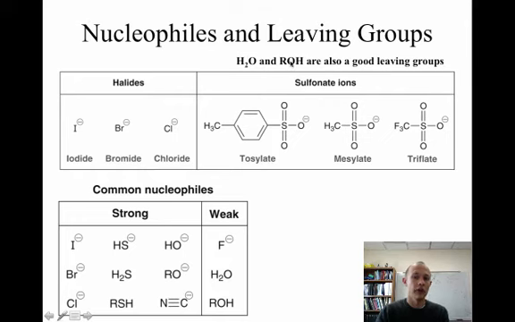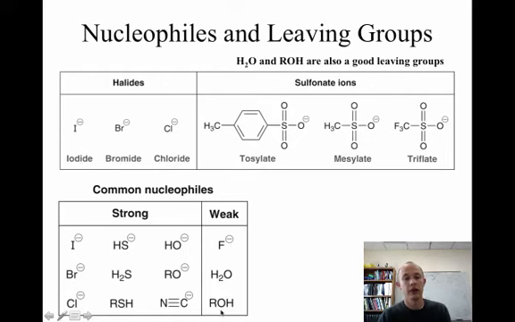What are some good nucleophiles? Well, we have some very good nucleophiles, and iodide, bromide, and chloride are good because they're polarizable. And we'll talk about this later. Most things with a negative charge will be good nucleophiles, and then sulfur-containing nucleophiles are also good nucleophiles because they're polarizable.